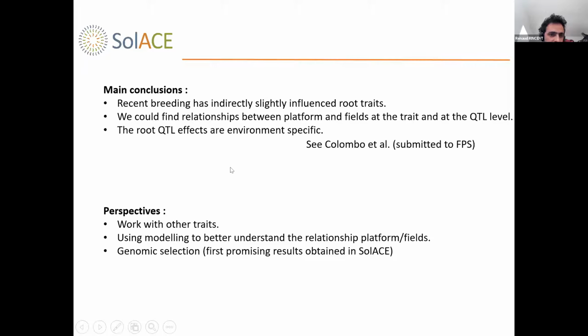Our perspectives are to work with more sophisticated traits that we could obtain using some image analyzing software or deep learning. Of course, using modeling to better model and understand the relationship between platform and fields, and considering the polygenicity of the platform traits to use some genomic selection. We have obtained some first preliminary results in SolACE, which are quite promising and which we'll present at the final meeting. Thank you for your attention.